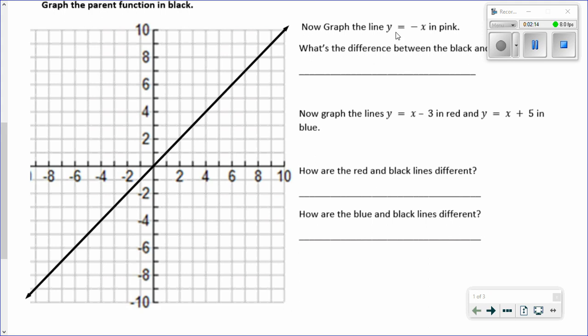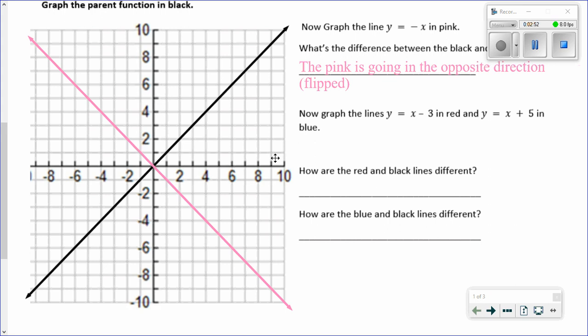Now we're going to graph the line y equals negative x in pink. So this time the y-intercept is still 0, but now the slope is a negative 1. So I'm going to start at the origin, and I'm going to go down 1 to the right, down 1 to the right, down 1 to the right, and it will create this line. What's the difference between the black and the pink line now? Well, the pink line is going in the opposite direction. Okay, so it's kind of flipped. All right, so that negative for the slope really changes the direction that the line's heading in.